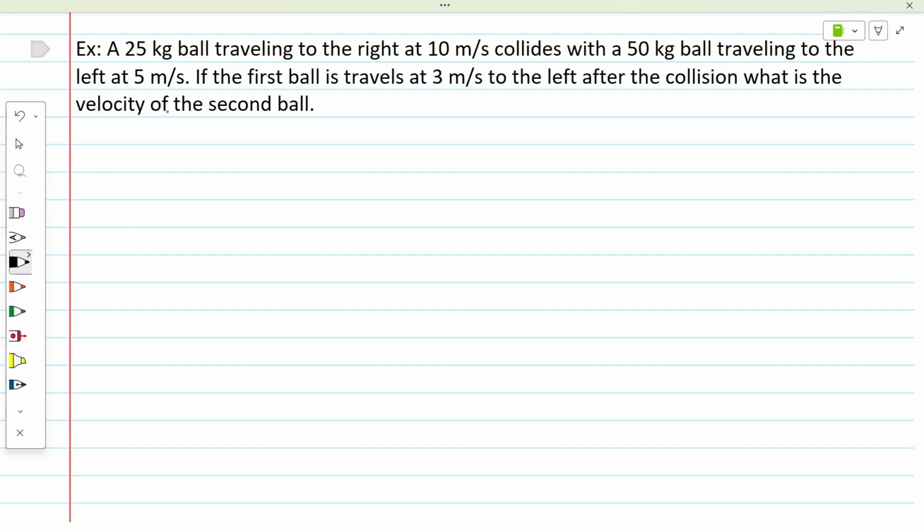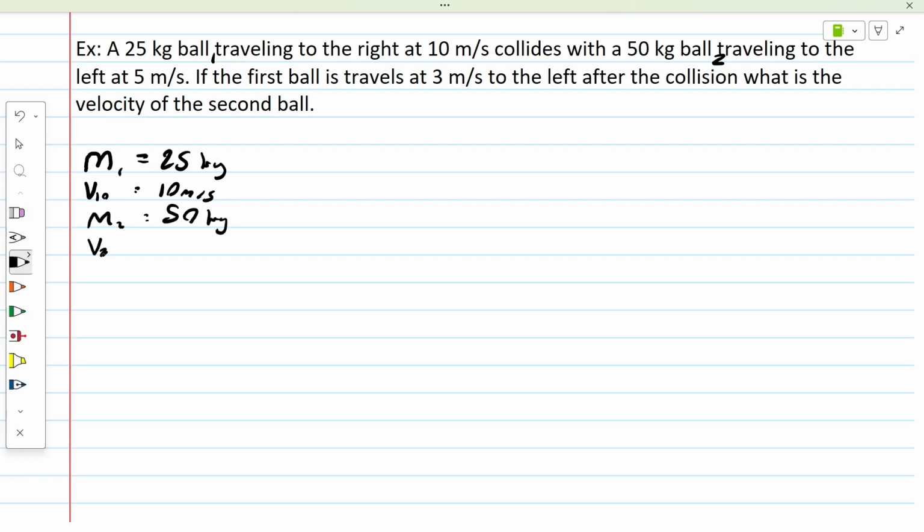Okay, so let's first write out what we have. We'll call this ball 1 and this ball 2, just for our subscripts. The mass m1 is 25 kilograms, and it's moving to the right at 10 meters per second, so the initial velocity is 10 meters per second. The direction does matter here, so we'll denote right as positive, which is typical, and left as negative. Then m2 is the mass of the second ball, which is 50 kilograms, and it's traveling to the left at 5 meters per second.